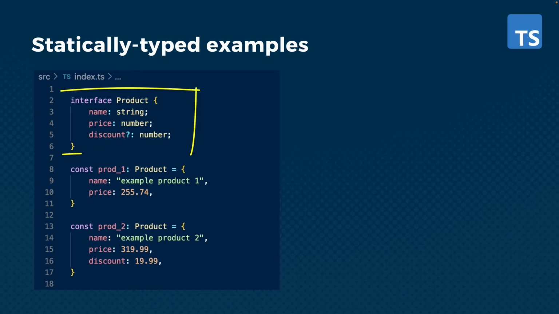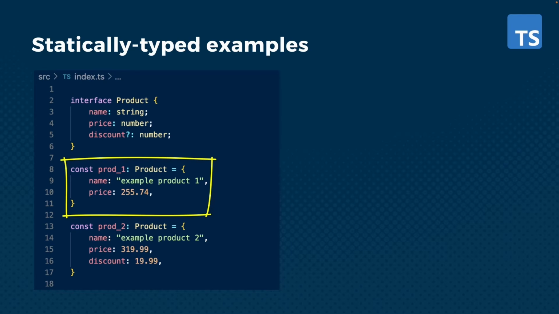In this example, we define an interface for a product. An interface is like a template for an object. We're telling TypeScript that a product can only have these 3 exact properties: a name, a price, and a discount. The discount is optional, hence the question mark. We're also being specific about the types of each property.